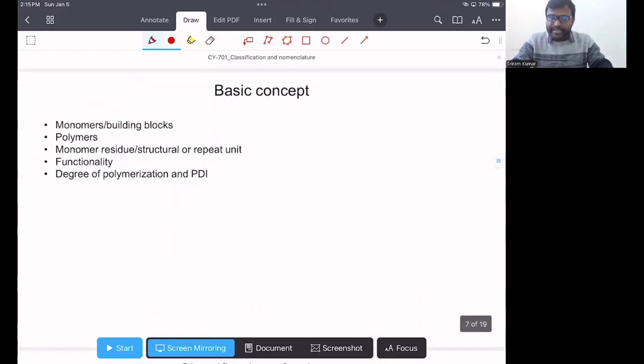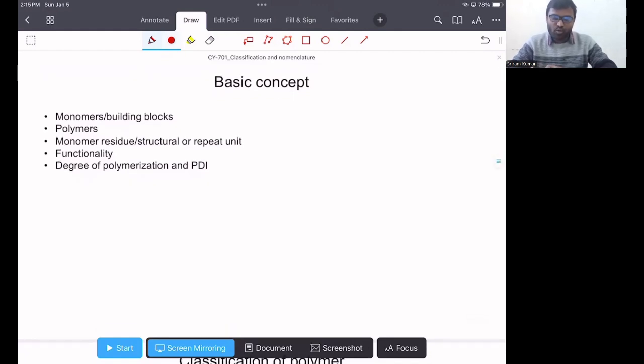So now let's start this topic about polymers. Let's understand monomers, polymers, monomer residues, functionalities, degree of polymerization, and PDI.